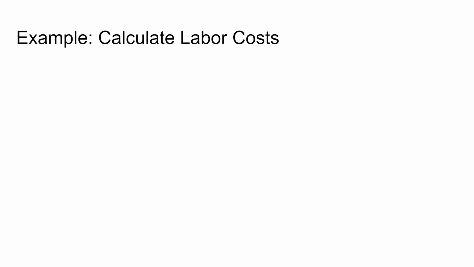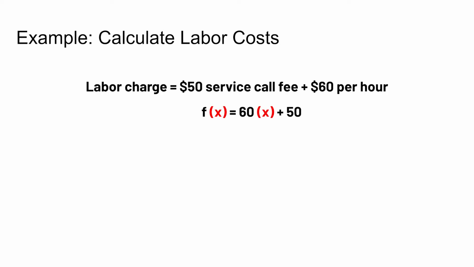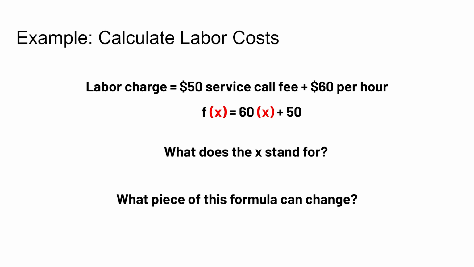Functions can be used to calculate labor costs as well. Let's say that Isaiah needs to hire an electrician and he tells Isaiah his labor charge is a $50 service call fee plus $60 an hour. I can write this function as f of x equals 60x plus 50. In this function, what is the variable? What does that x stand for? The number of hours can change depending on the job, so it is the variable x.